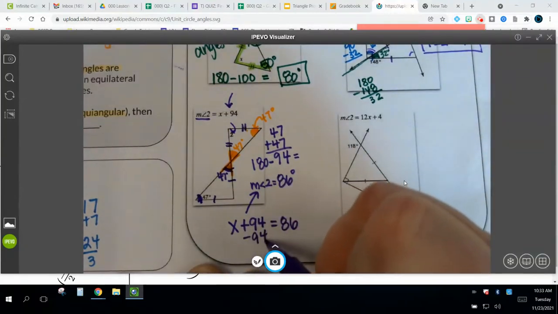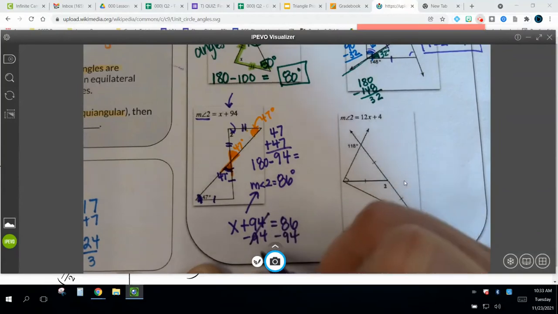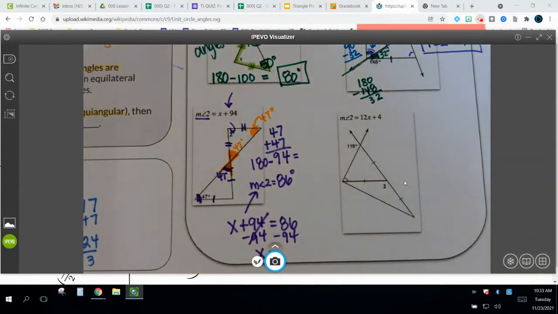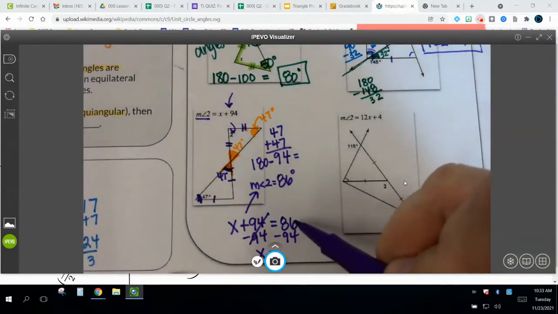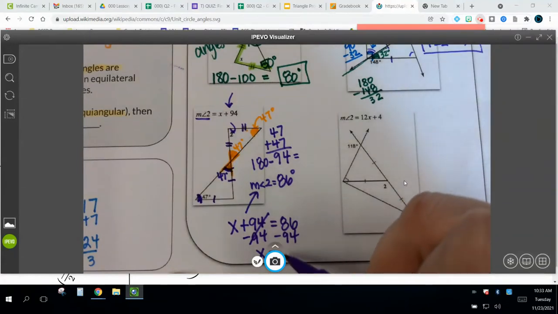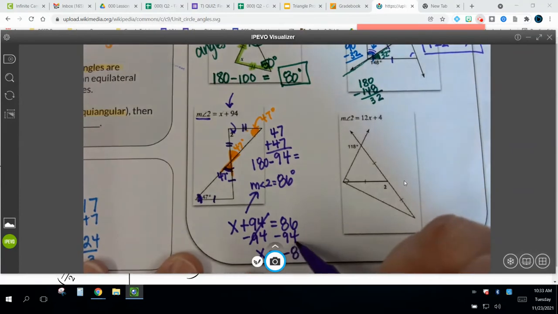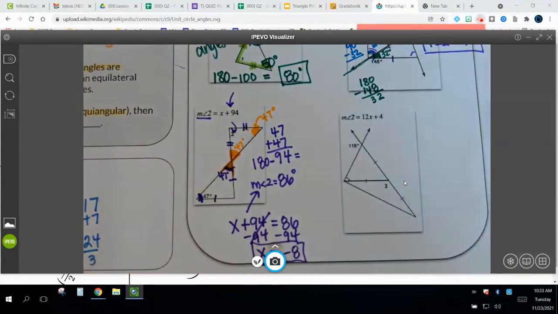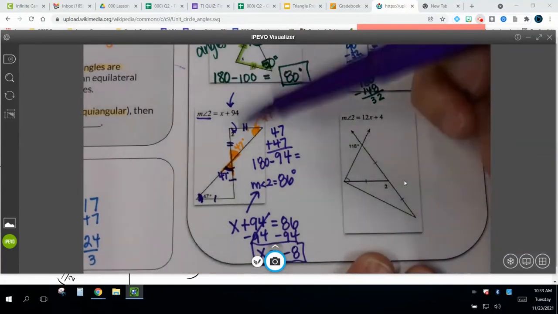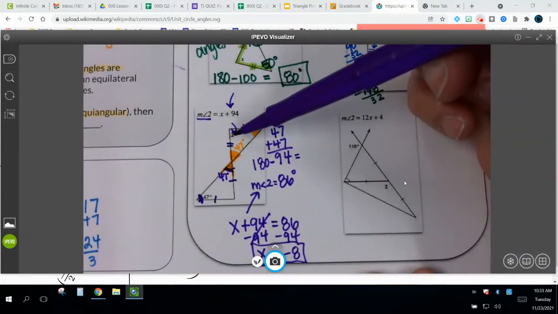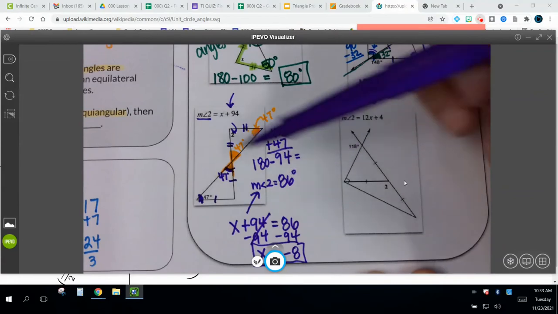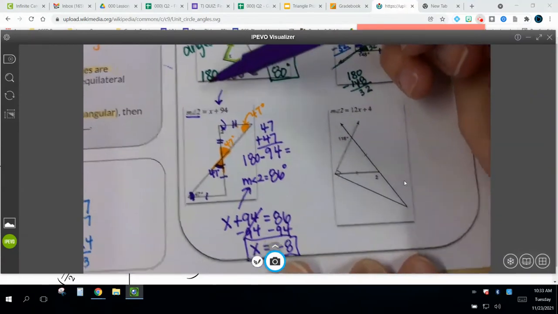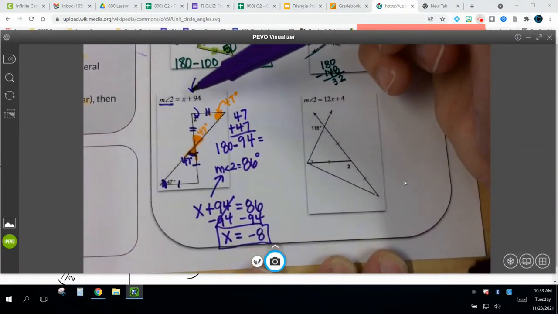Subtract 94. When you subtract 94 from both sides, that gives us a negative number, which is fine. We're going to have negative 8. And that's okay because the angle is not negative. The angle measure is positive 86. The value for x is negative 8, and that's okay.